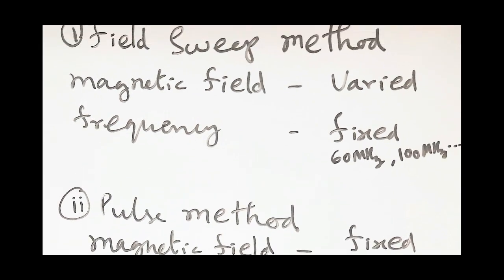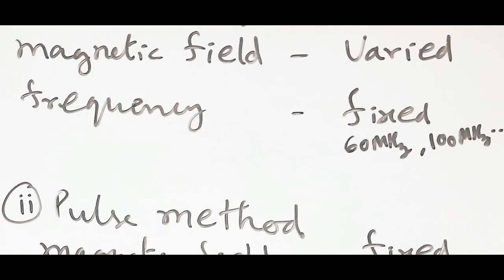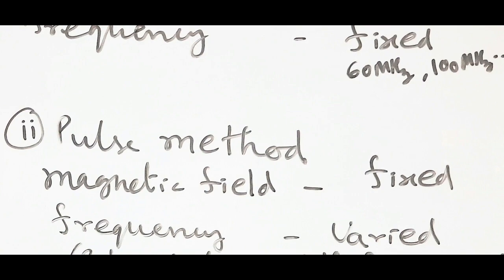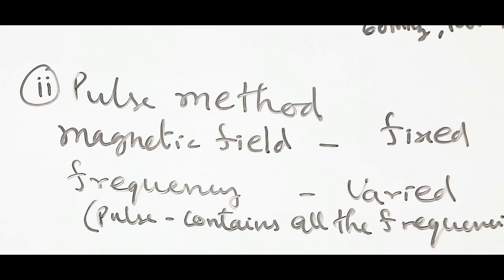So in field sweep method, we vary the magnetic field and the frequency of absorption is fixed by the radiation source. You are fixing the radiation source as 60 megahertz, 100 megahertz, like that. So the NMR instrument is also called by the name 60 megahertz or 100 megahertz.